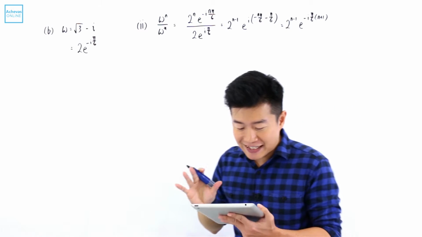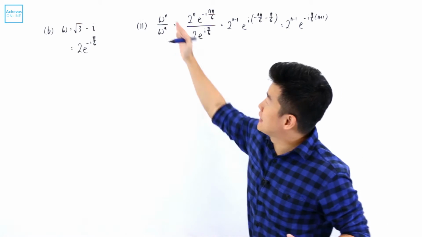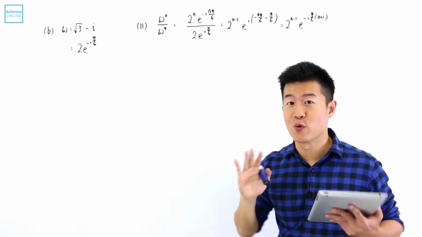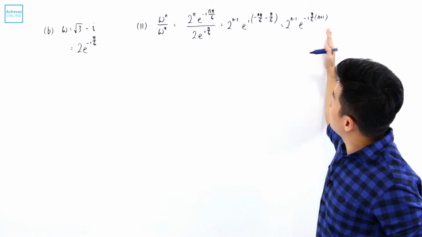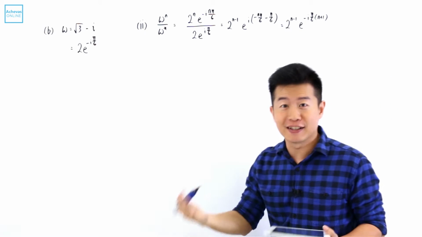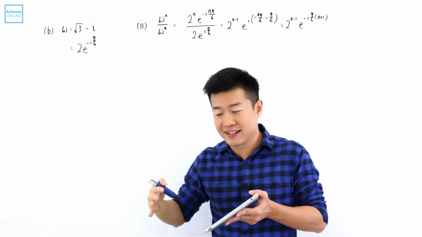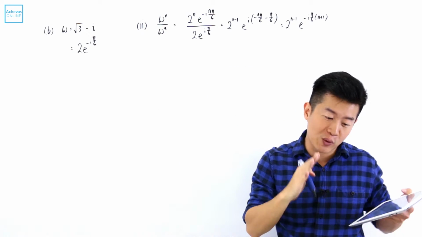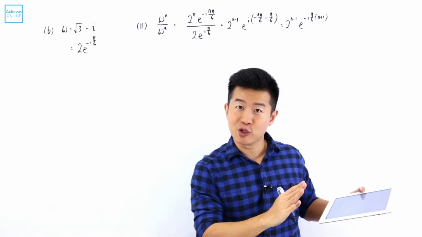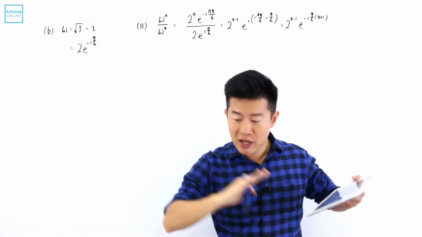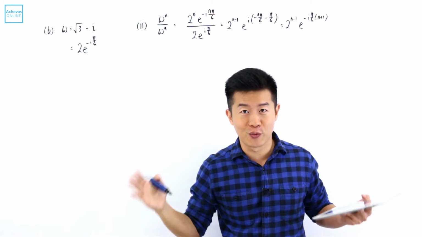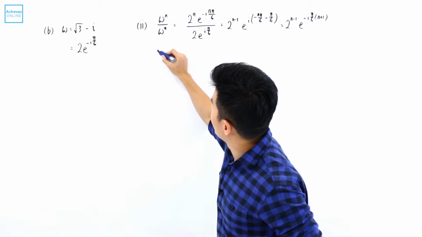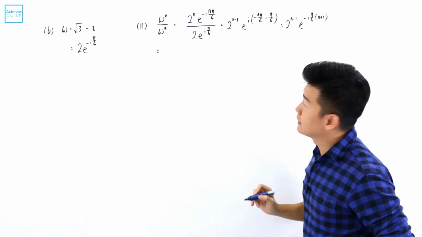In order for us to analyze the conditions such that this is purely real, I need to first re-express what I have here into the Cartesian form, because only then can I see the real portion and the imaginary portion. And what we want to do is to let the imaginary portion be equal to 0 to make the entire thing purely real. So let's try to convert this into its Cartesian form.